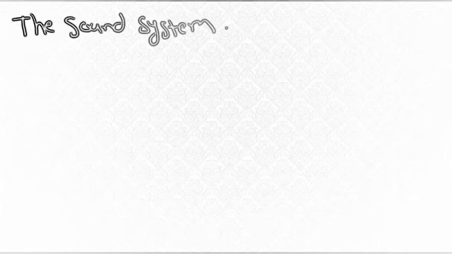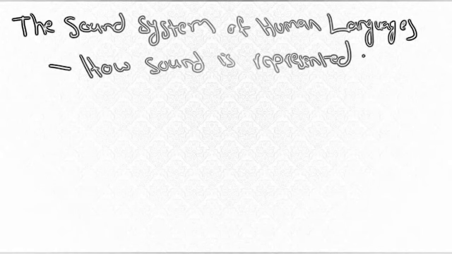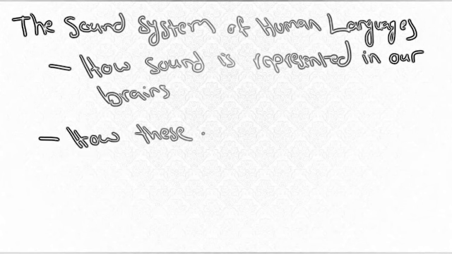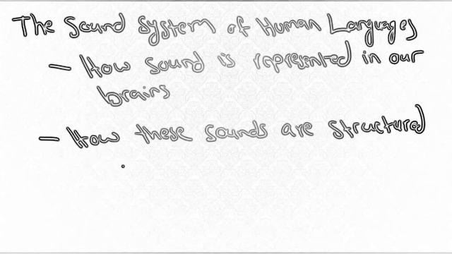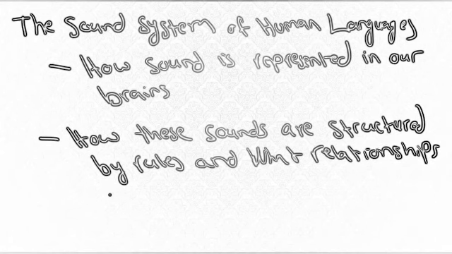So you can say that our main focus in this class would be the sound system of human languages. In particular, we want to know how sound is represented in our brains. We want to know how these sounds are structured by rules and what relationships exist between them. So we start then with the most basic unit, which is a phone.